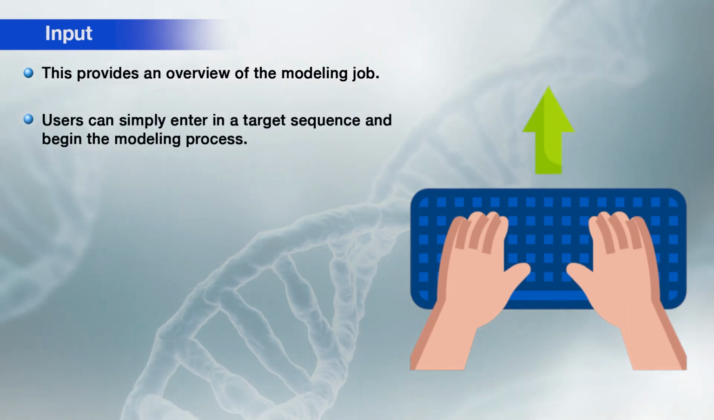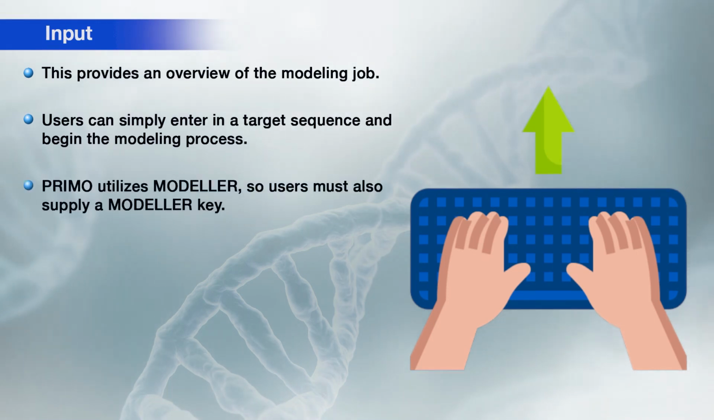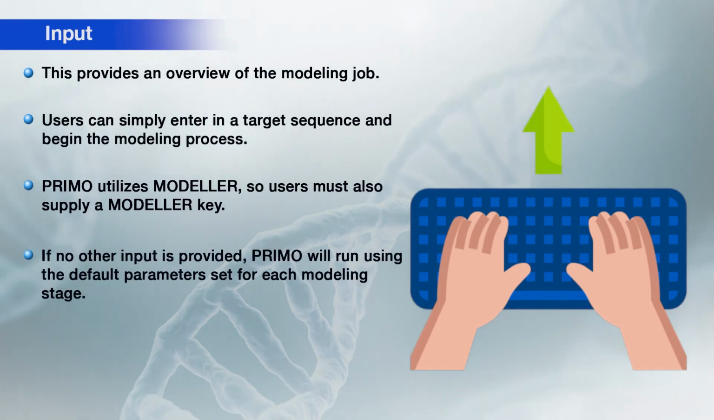Users can simply enter a target sequence and begin the modeling process. Primo utilizes MODELLER, so users must also supply a MODELLER key. If no other input is provided, Primo will run using the default parameters set for each modeling stage. Alternatively, the page allows users to adjust the parameters for template identification, sequence alignment and modeling. For template identification, users can also choose search tools such as HHsearch or Protein BLAST.